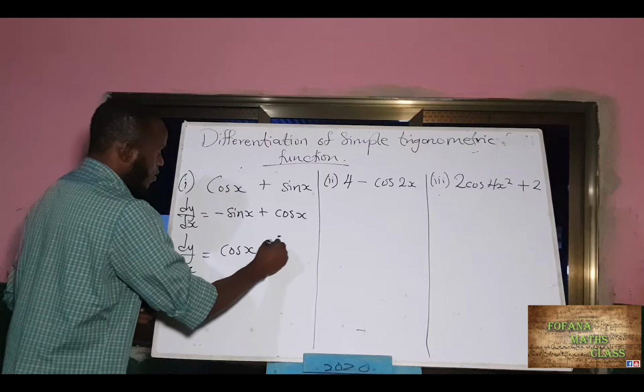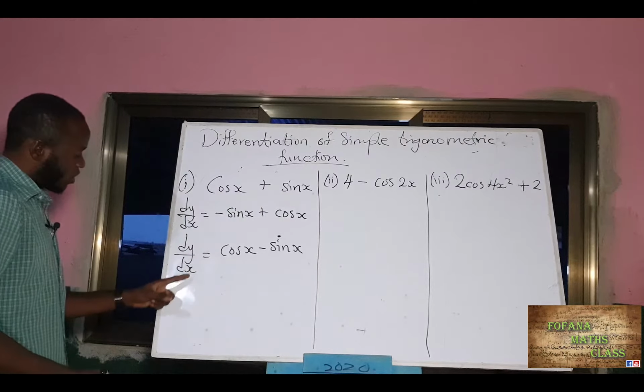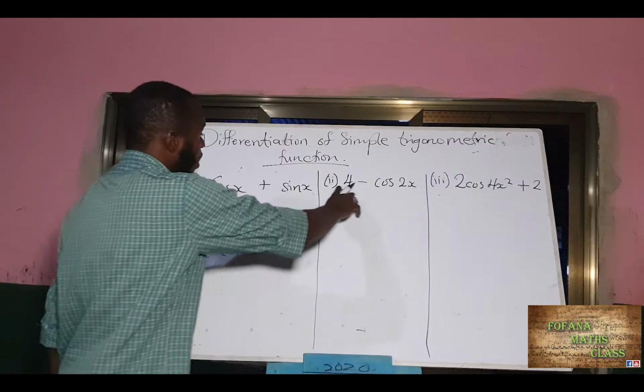Cos x minus sine x. So if you differentiate cos x plus sine x, you'll be obtaining the differential coefficient of it to be cos x minus sine x, okay? So quickly, let's look at the next example.